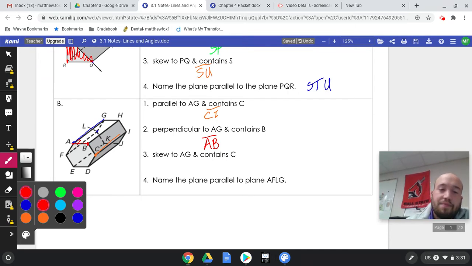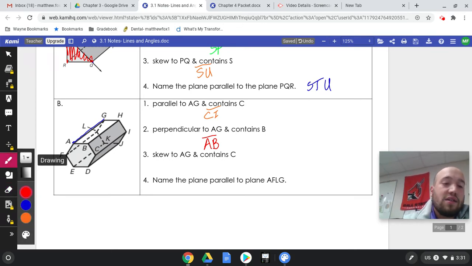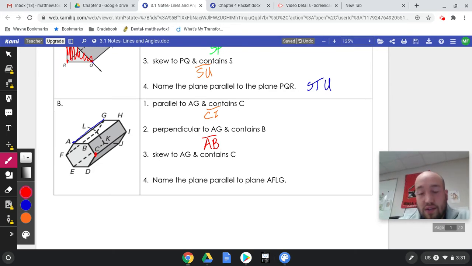Okay, so now, this next thing, I'm going to erase those two. I'll keep the blue line because AG is involved. Skew to AG and contains C. So it has to go through this point C, and it's skew. Now there's actually two correct answers on this, okay? It can either go right here, because if those extend, that's not going to cross.